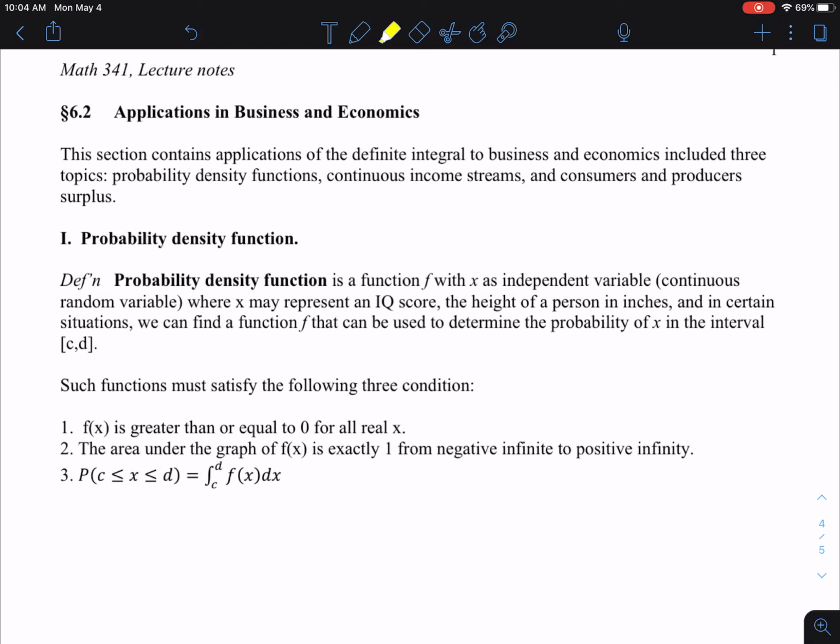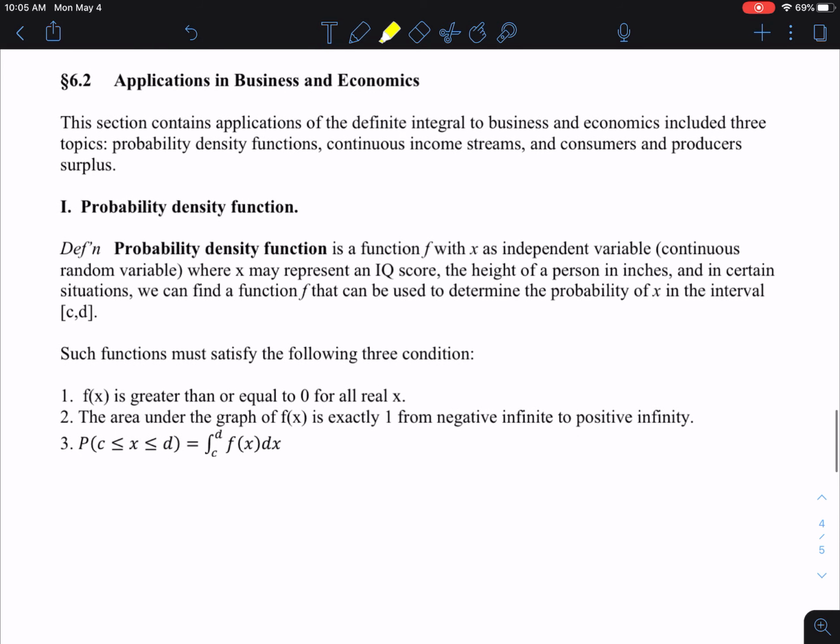Alright guys, welcome back. In this video, we're going to start discussing the overall concept of what we're going to cover in this section 6.2. In the previous chapter, we introduced both indefinite and definite integrals. We looked at just a few application examples of definite integrals. In this section, 6.2, we're going to explore further applications in business and economics that use definite integrals to solve those applications.